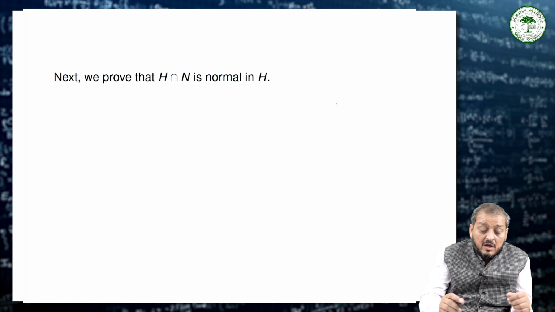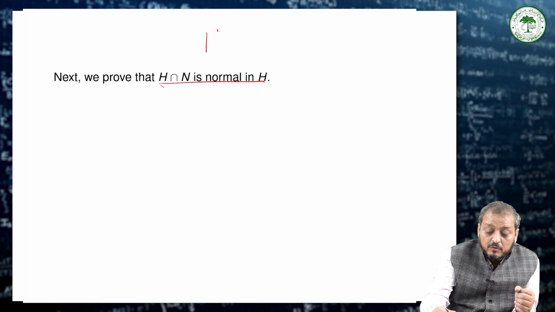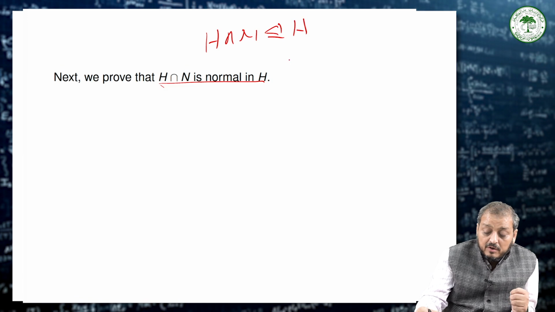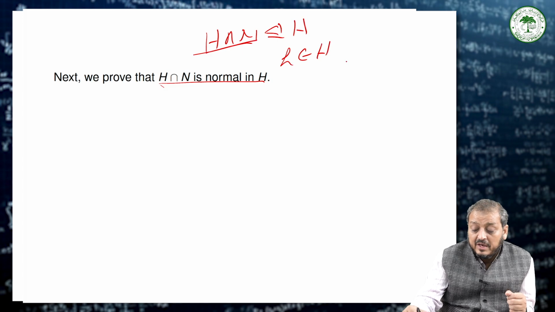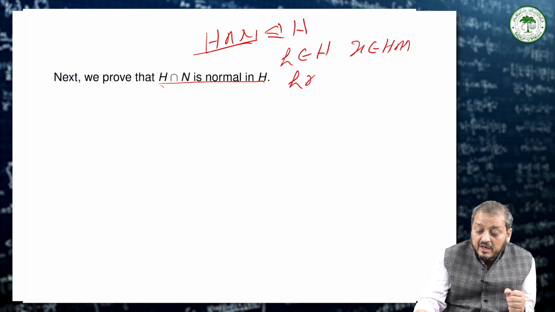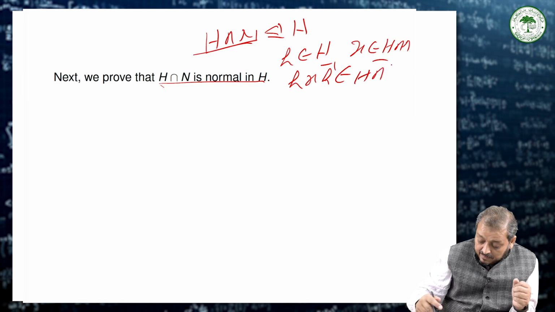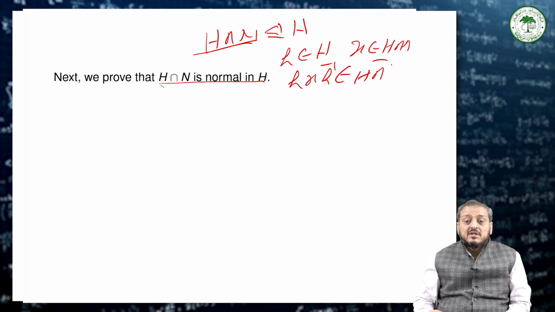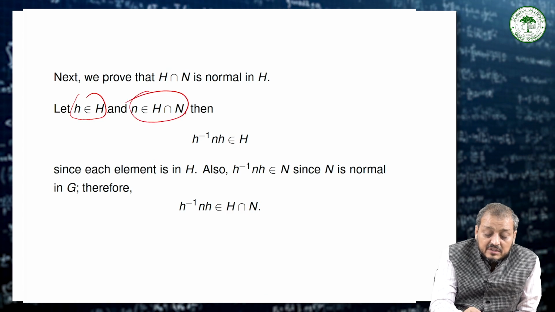Okay, so now next we prove that the intersection H intersection N is normal. So we have proved that H intersection N is normal in H. So we take any element h of H, and some element, suppose x is an element of H intersection N. So we show that h inverse x h is an element of again H intersection N. If we show this form, then we can say that this H intersection N is normal in H. So let h be an element of H and n be an element of H intersection N.